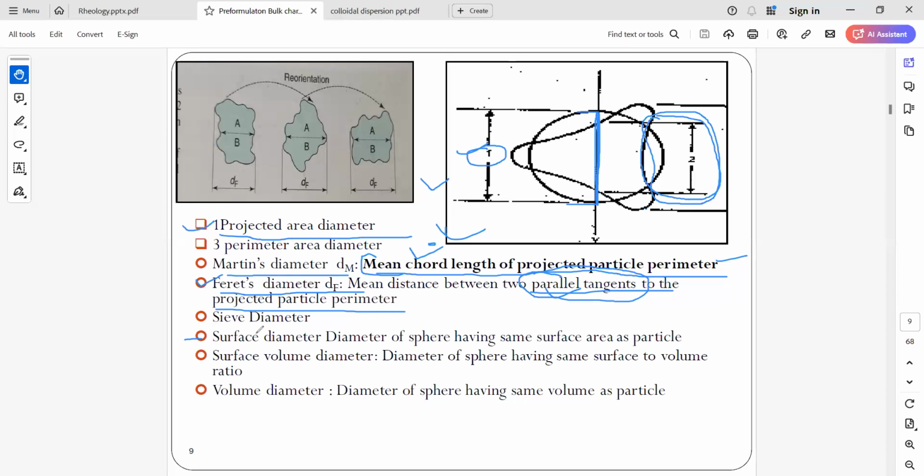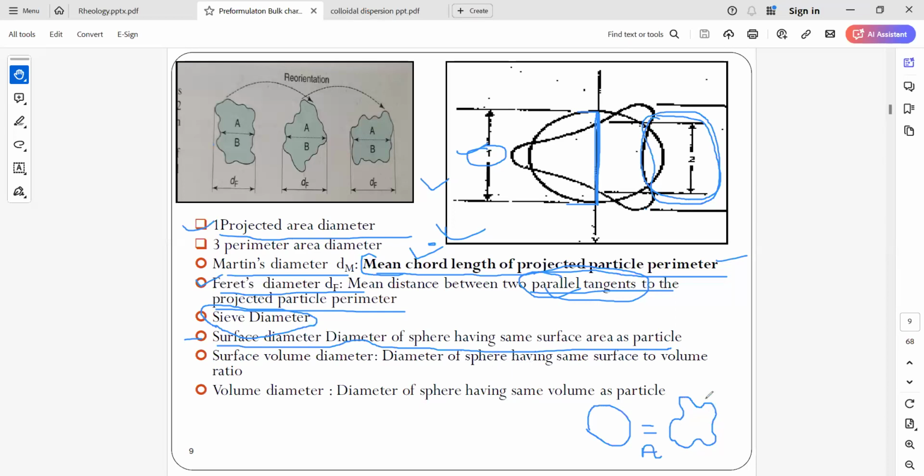Okay. Then we have the sieve diameter. Sieve diameter, it's simply that you sieve it, right? Using the sieve shaker apparatus. We will see that also. Then we have the surface area diameter. Okay, for example, this is an irregular particle, and this is one sphere. So both have an equal surface area. Both, I have written as A, area is A. So both have an equal surface area. So that is known as surface diameter or surface area diameter.